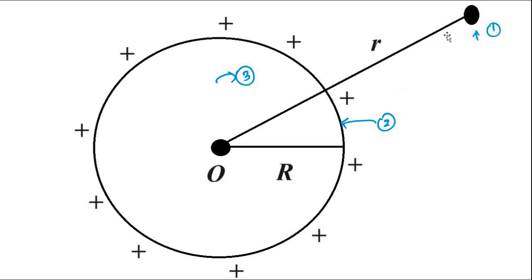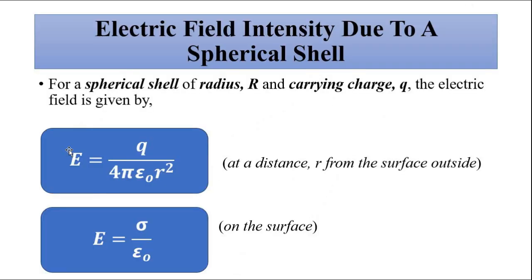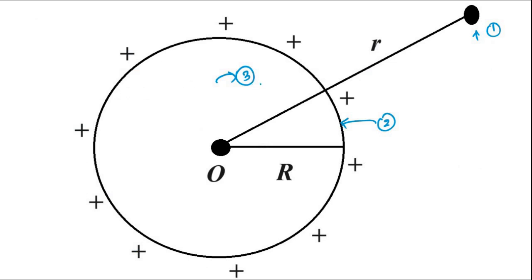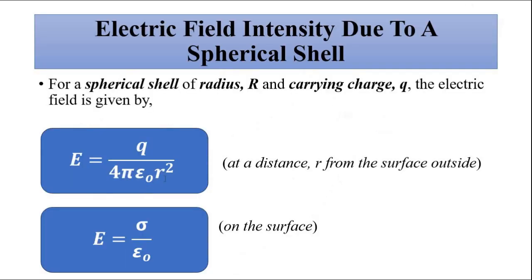For the first case, where the point is at a distance away from the surface of the shell, at a distance small r from the center, the electric field intensity will be given by Q by 4 pi epsilon 0 r square, where the spherical shell carries a total charge Q. This is outside the surface of the shell.